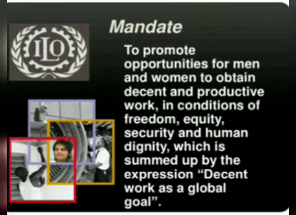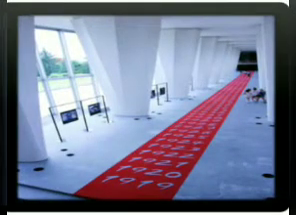Coming to the next topic, that is mandate, it is to promote opportunities for men and women to obtain decent and productive work in conditions of freedom, equity, security, and human dignity, which is summed up by the expression decent work as a global goal. This is how it starts, commencing from 1919 and going on further.